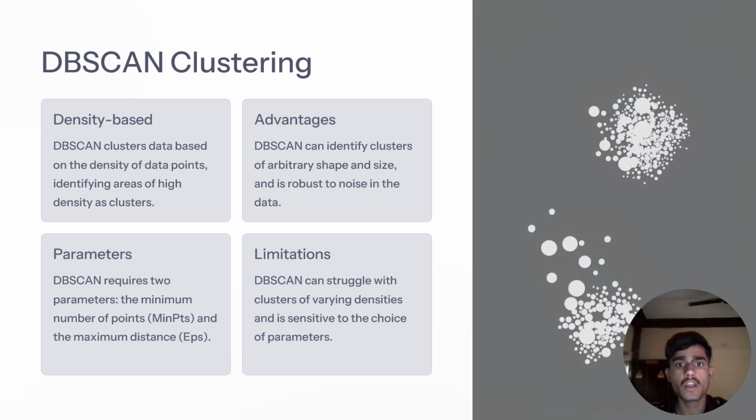Advantages: DBSCAN can identify clusters of arbitrary shapes and sizes and is robust to noise in the data. Limitation: DBSCAN can struggle with clusters of varying density and is sensitive to the choice of parameters.